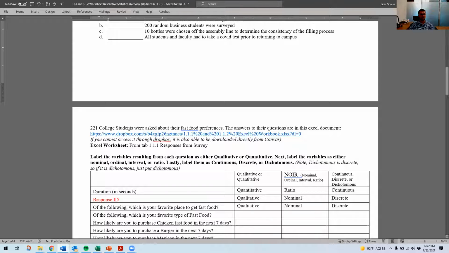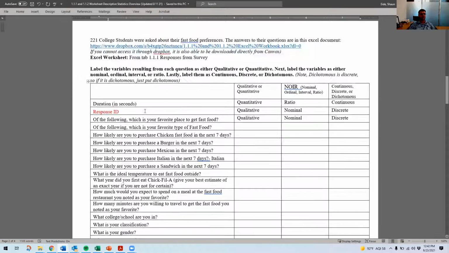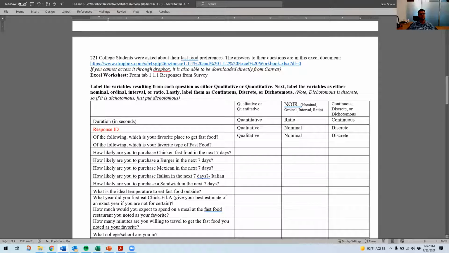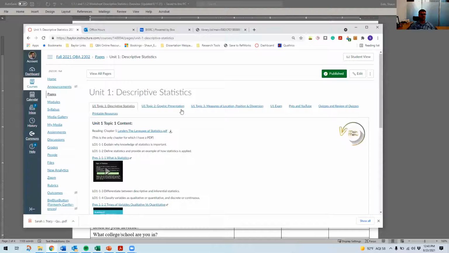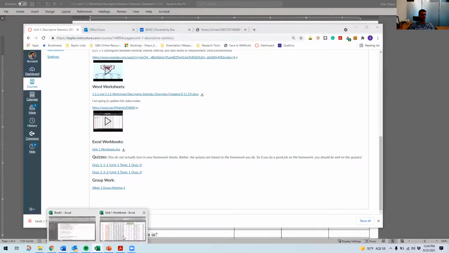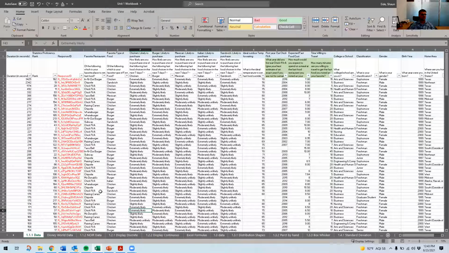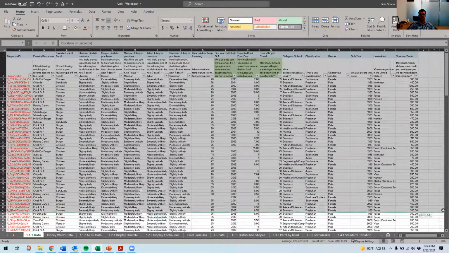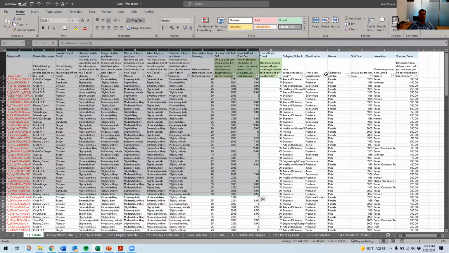And then next, I've got information right here. Okay, it says 221 college students were asked their fast food preferences, and they answered their question in an Excel document. You can download it from here, but I also put a more complete one under the Unit 1 workbook. So if you download that, Unit 1 workbook, which I've actually already downloaded, we've got this data right here. And so all of the questions that it's asking are tied to this data.